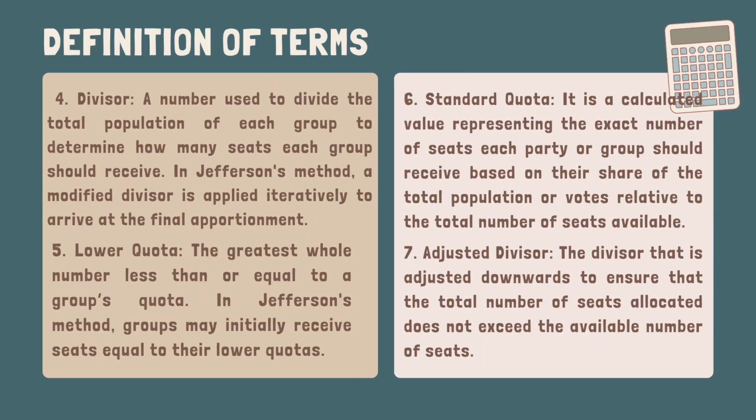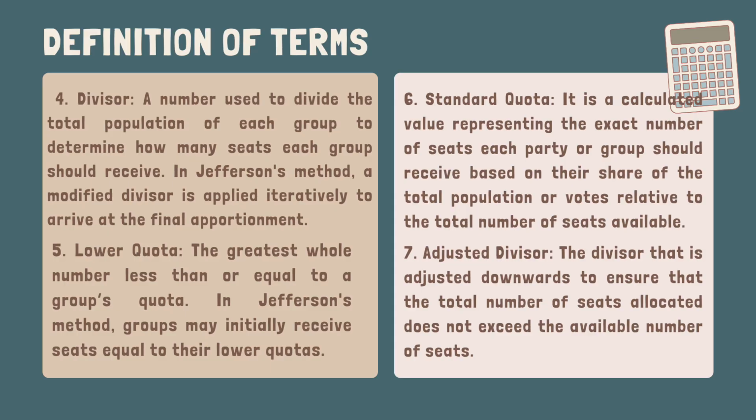Number four, we have the divisor. It is a number used to divide the total population of each group to determine how many seats each group should receive. In Jefferson's method, it is a modified divisor that is applied iteratively to arrive at the final apportionment.